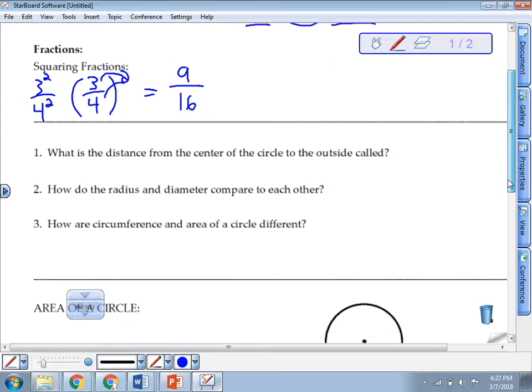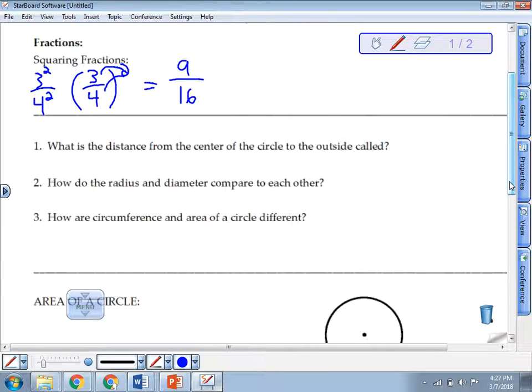Now, a couple quick questions just to remind you guys. What's the distance from the center of the circle to the outside called? Answers? All right, that's right. It is the radius. Nice job there. Okay, how do the radius and the diameter compare? Think about that. There you go. 2 radii equals 1 diameter, or the radius is half the diameter.